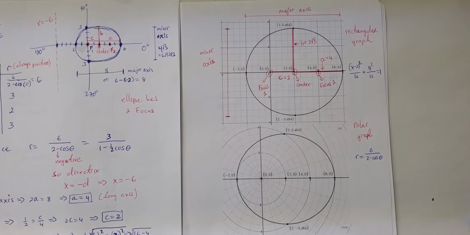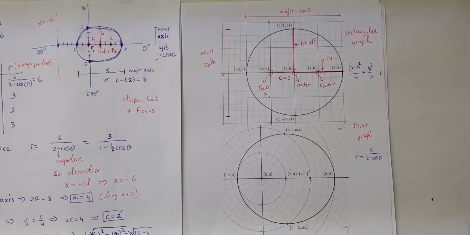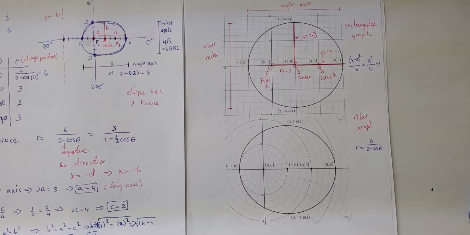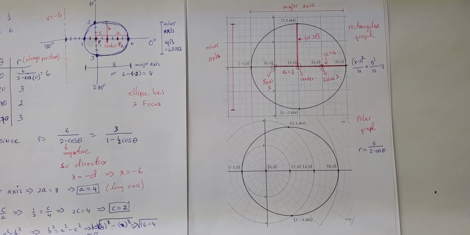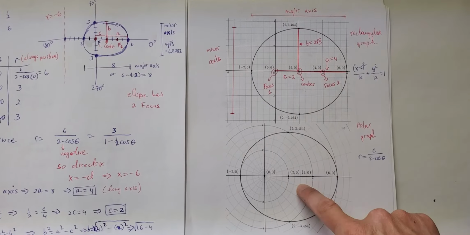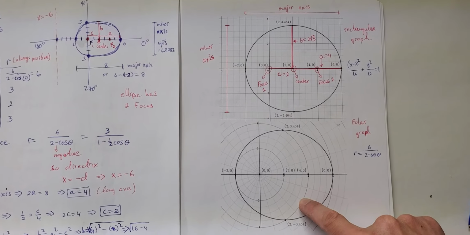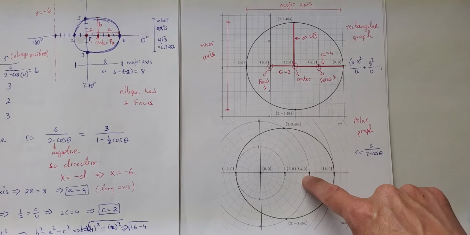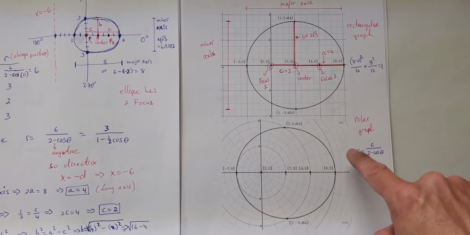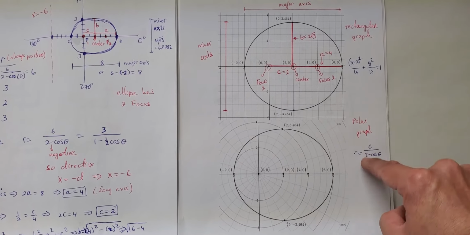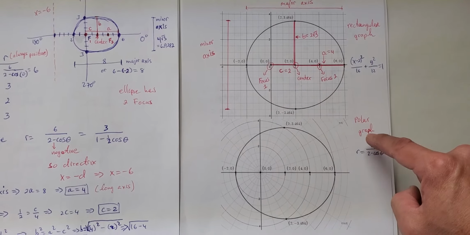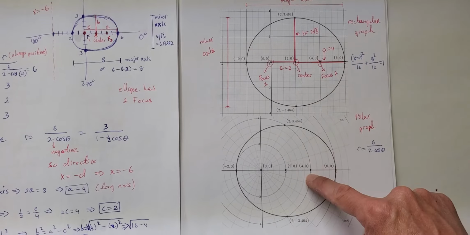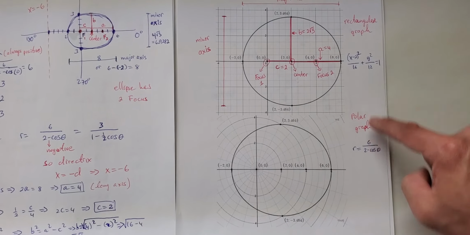The top is in rectangular form, the bottom is in polar form. It is the same thing. Again, rectangular, polar, same graph. Same equations, same graph, just a different way of writing the equation.